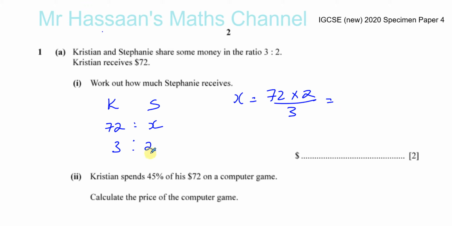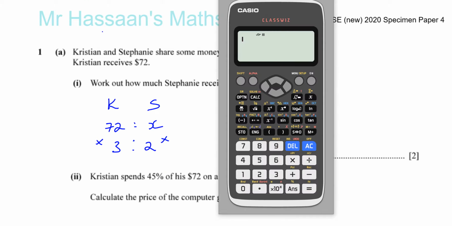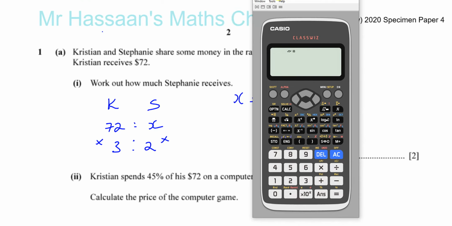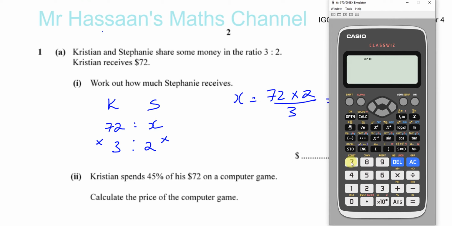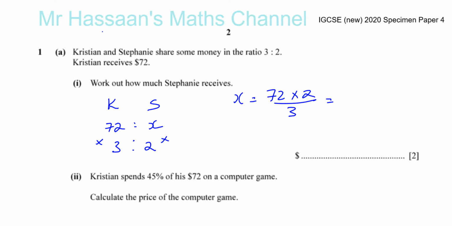Simple as that. Or you could say 3 times something gave me 72, and so we have to multiply 2 by the same thing. So when you divide 72 by 3, it will tell you what number you need to multiply 2 by to give you what Stephanie gets. It's basically the same thing as doing this, just thinking about it in a slightly different way. So 72 divided by 3 gives us 24. So we have to multiply 2 by 24, so times 2 gives us 48. So you have $48.